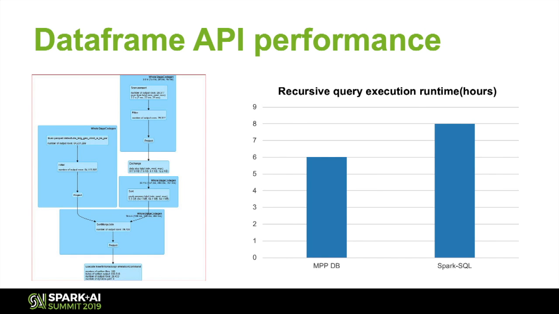Here is a query explain and performance figure. Spark uses 8 hours and the RDBMS uses 6 hours. Spark could be further improved in the new version, I think.